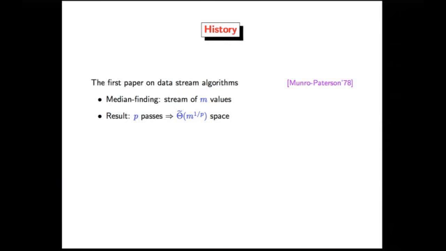Okay, so let's begin with some history. The history of lower bounds for data streams begins actually with the very first paper on data streams, which is by Munro and Patterson. So they were looking at the median finding problem, actually selection more generally. So you have a stream of m values. I shall use m throughout the talk for the length of the stream. And their result, at least their main result, was that using p passes, this can be done in m to the 1 over p space. The tilde indicates that I'm ignoring certain log factors. The theta indicates that this is both a lower and an upper bound.